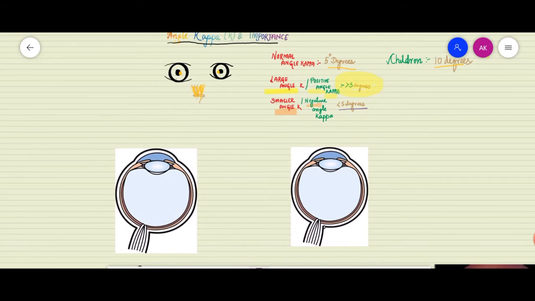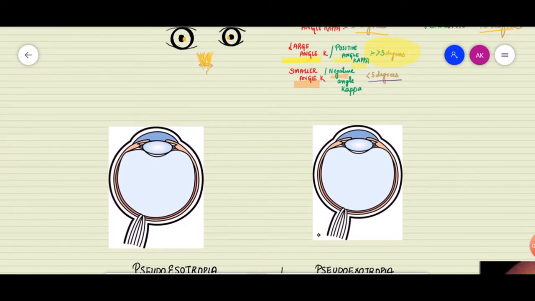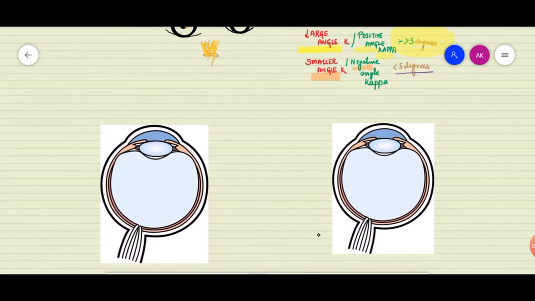Okay, so now let us see where you will see a large angle kappa and where you will see a smaller angle kappa. Let us talk about myopes. Imagine this was our optical axis, which was passing through the center of the pupil, the nodal point, and a point R, which is nasal to the fovea. And then we have another axis which is passing through the fovea, and this is the visual axis. The angle between the two is angle kappa, at the level of the pupillary plane.